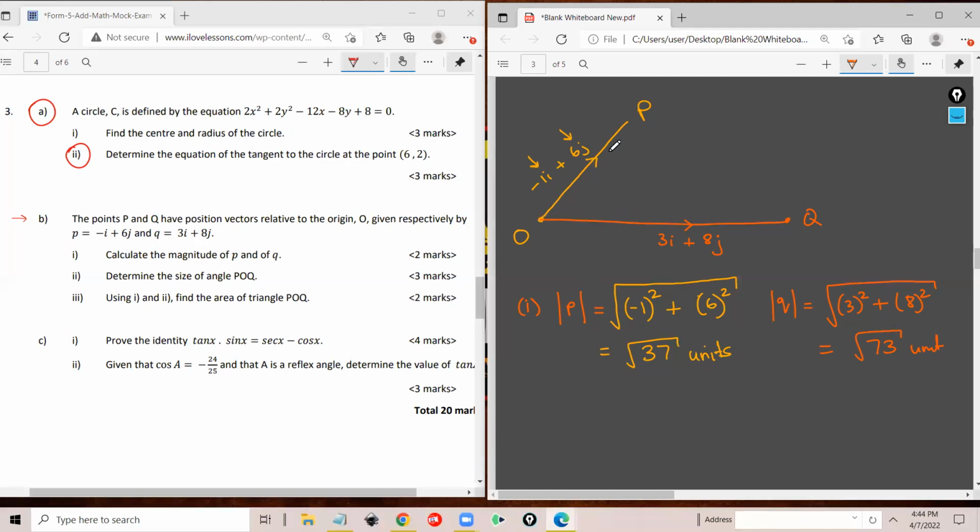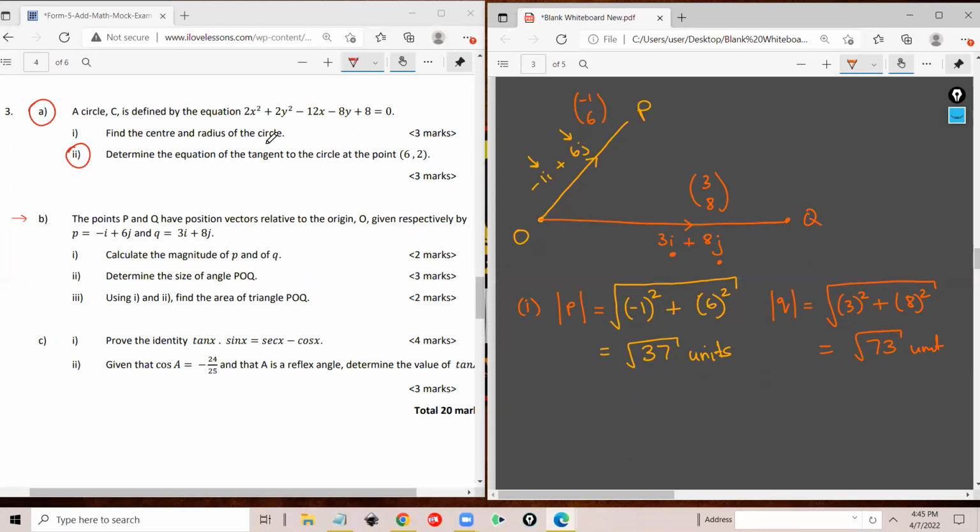We have the magnitude or length of each vector. And once again, this only works for i and j. Now, there are 2 ways you can write this. When it's i and j, you can write it like this: 3, 8, where the top is i and the underneath is j. And for this one, you could have written it like this also: minus 1 and 6. The i goes on top, the j value goes underneath.